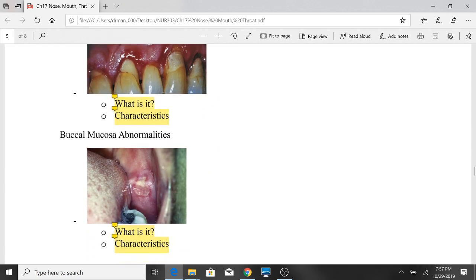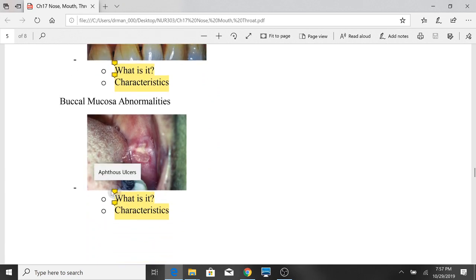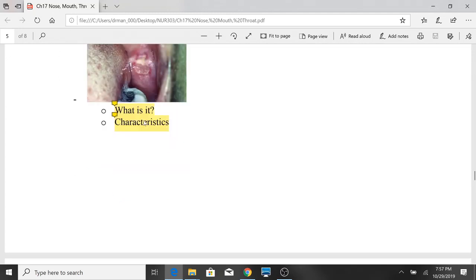Now let's look at buccal mucosa abnormalities. These are aphthous ulcers. It's like a canker sore. It goes from a vesicle to an ulcer. This is a canker sore.